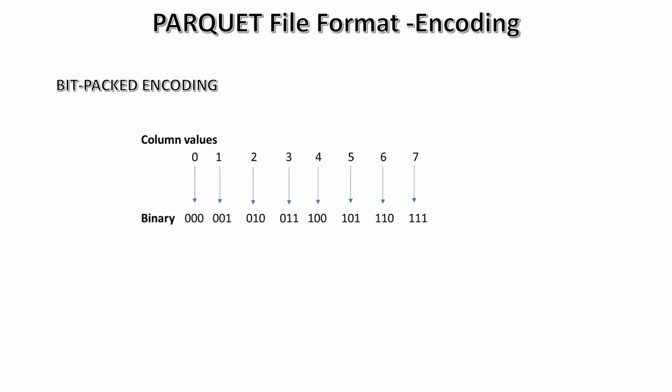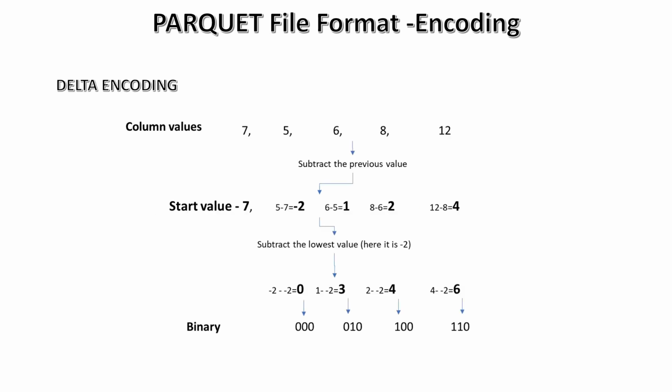So all the values will be represented with 3 bits. So we can represent all these 8 values with 24 bits instead of 32 bytes. That way the data size can be reduced. Another encoding is delta encoding.